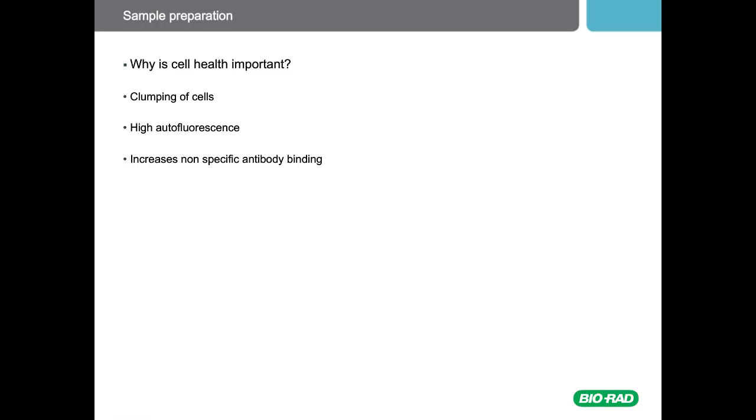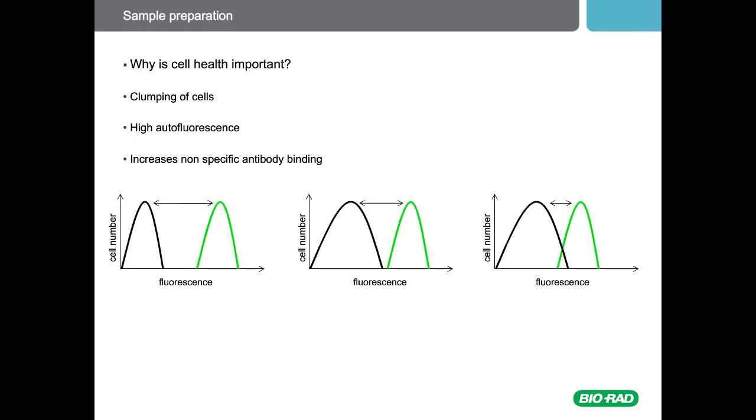As can be seen in these cartoons of typical antibody staining, we have a negative population coloured in black and a positive population coloured green. On the left, if you had good staining with little background, you will easily be able to identify your positive cells. We can see, as we move through the images to the right, as the background increases, the positive cells become less defined, until there is an overlap between the negative and positive population. This is seen here in the red circle.